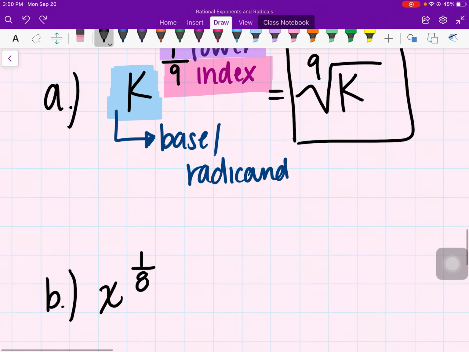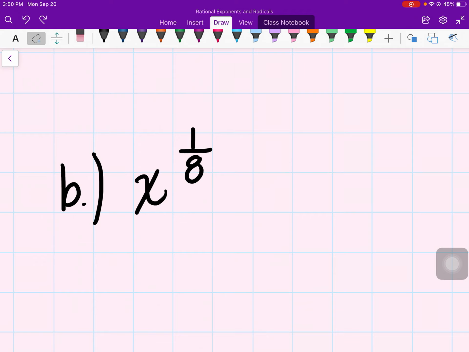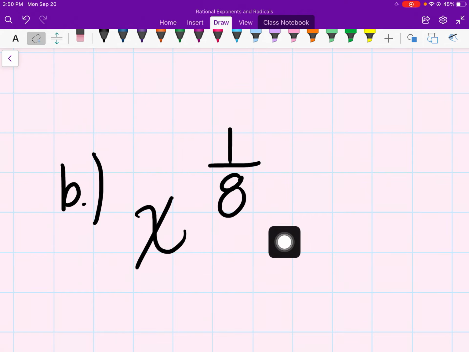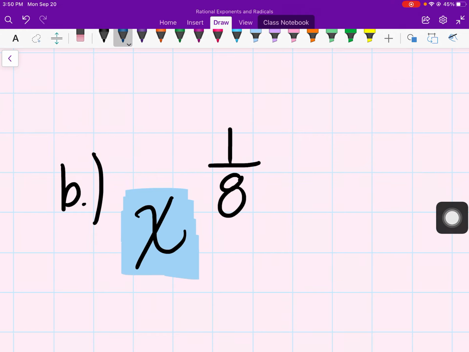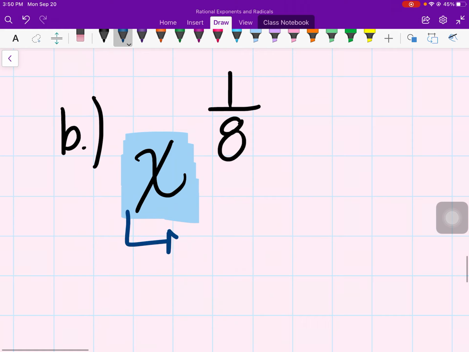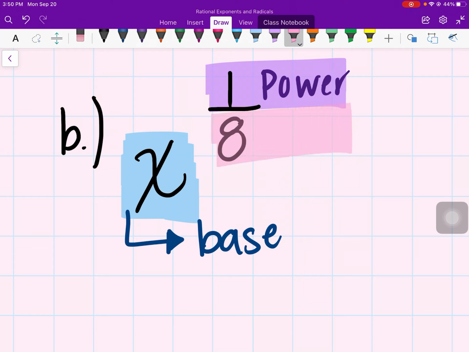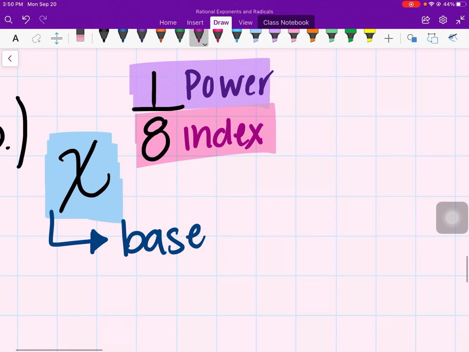Let's go ahead and move on to the next one. And here's the next one. Once again, it's x to the 1/8. So starting off with labeling, this is our base. This here is our power. This here is our index. So let's go ahead and write this down.